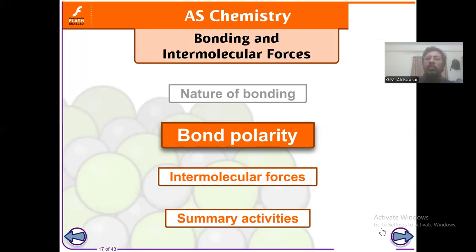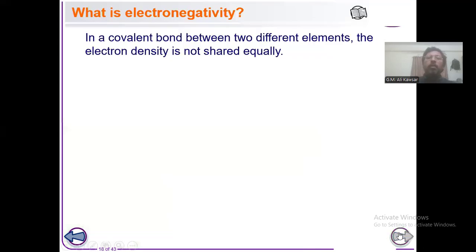Now, let me change the slide at first. Well, at first we need to understand what electronegativity is. Electronegativity is the kind of attraction force by which an atom attracts the pair of electrons during covalent bonding.